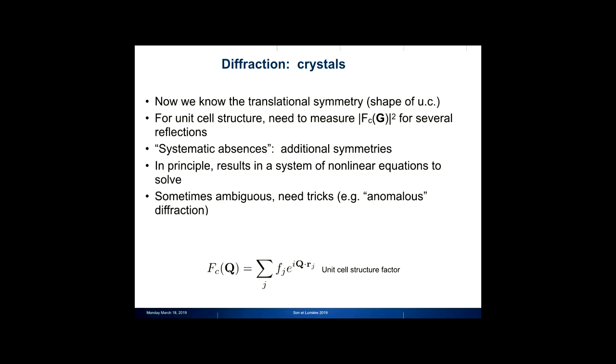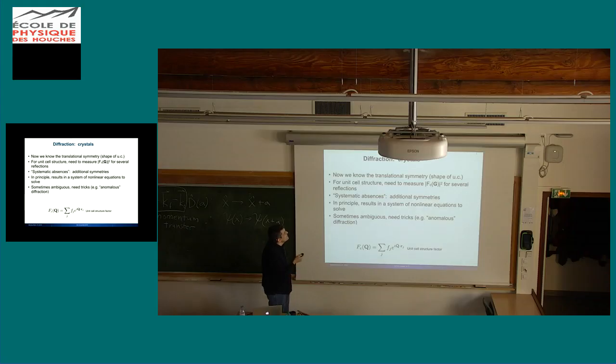All right, and then you have this concept also of systematic absences. Some of them you will look for, but they won't be there, and that typically indicates an additional symmetry in the system. It's actually a fairly complicated set of nonlinear equations that you have to solve, and sometimes you need tricks in order to resolve ambiguities, because those ambiguities arise from the fact that you're measuring intensity and you don't have full information about the scattered field. But I won't get into that too much.